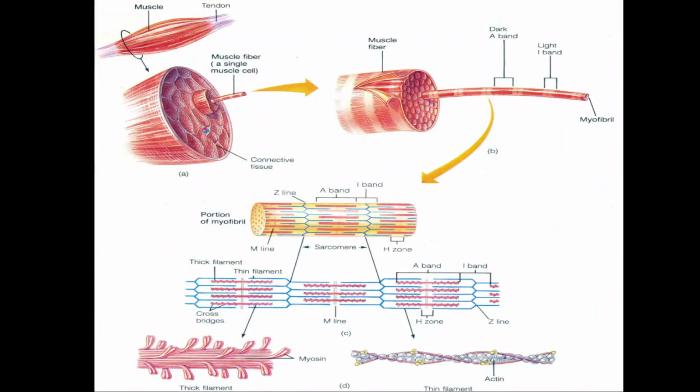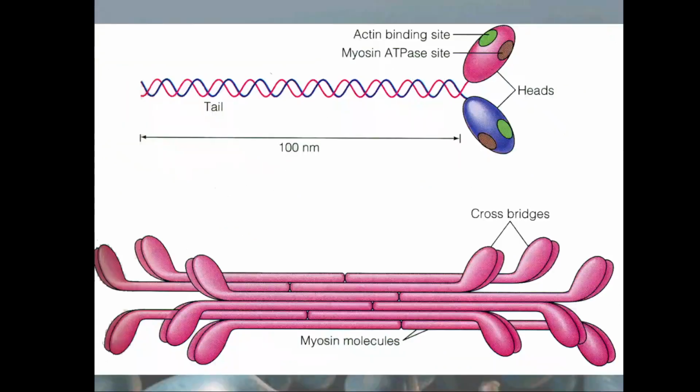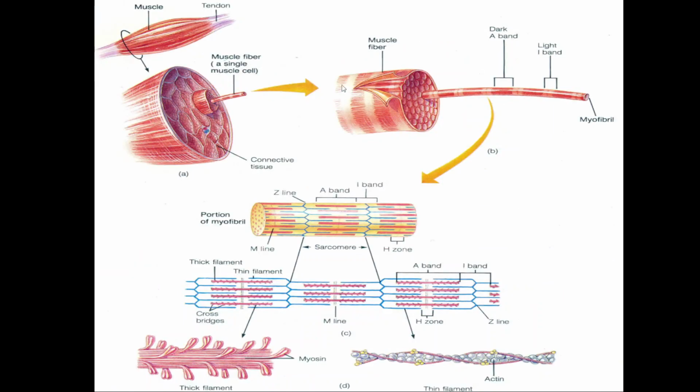Thick filaments contain myosin. Each myosin molecule has two heads attached to a single tail. The myosin heads bind ATP and actin and are involved in cross-bridge formation. Thick filaments are present in the A-band, you see here, A-band, in the center of the sarcomere.